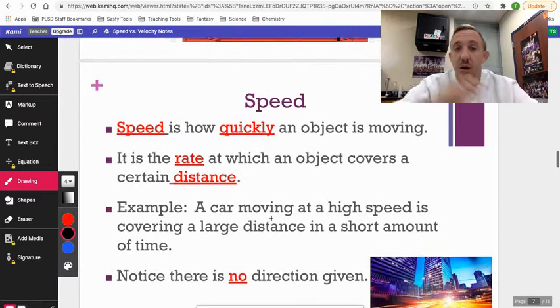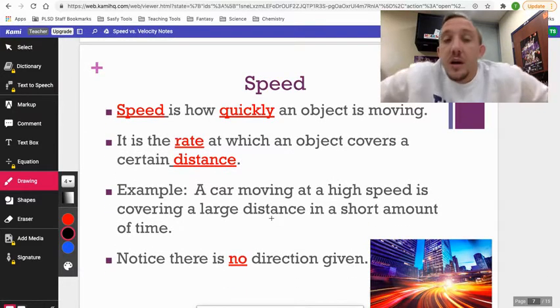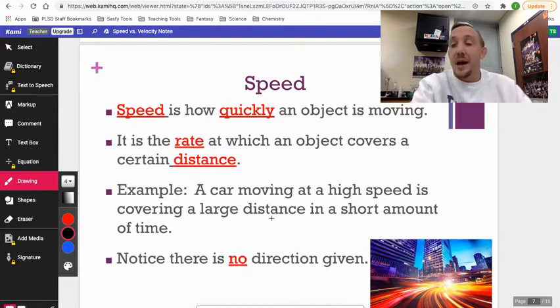Okay, so looking at your speed notes. Okay, speed is how quickly an object is moving. So if I say, well, how are you faster than somebody else? What two things do you have to measure? Okay, and so when we answer that question, it's the rate at which an object covers a certain distance. So distance is part of speed. Okay, and the rate at which you cover that distance, so time. So when you think of speed, it's going to be distance divided by time.